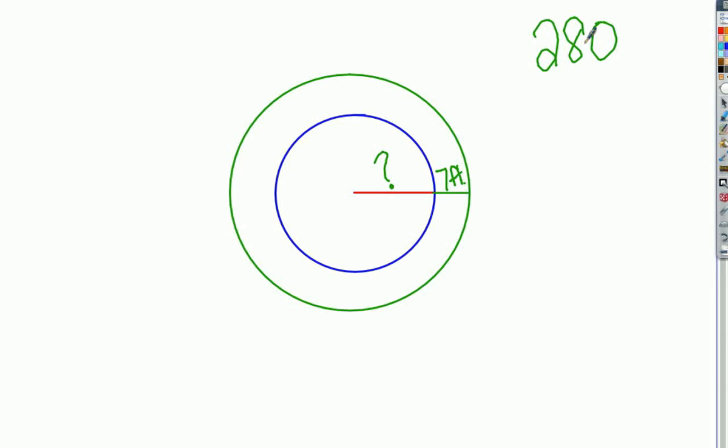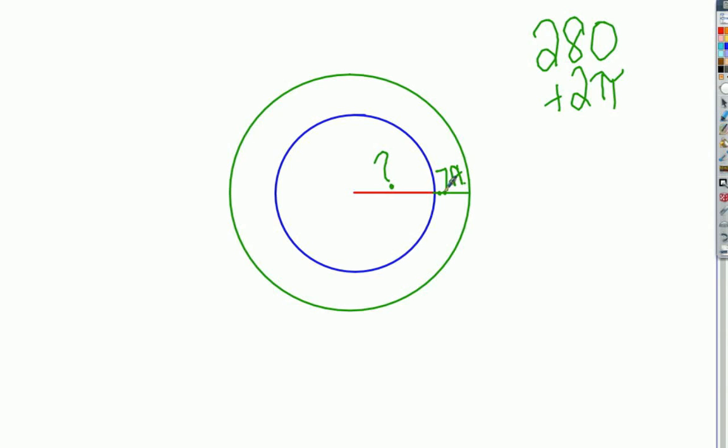Ania? I will add 2 pi, which is approximately 6, right? Close to 6. So if I increase the radius by 1, that would be to about there. If I increase it by 1, my new circumference will be 286 approximately. What if I increase it by 2? What will happen to the circumference?